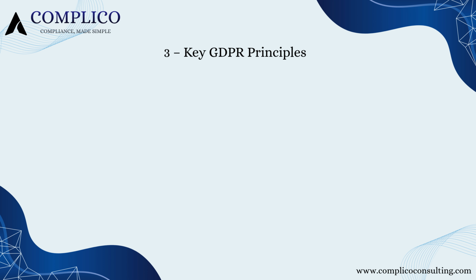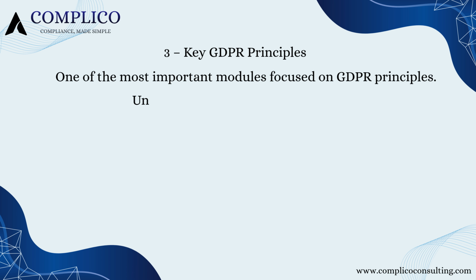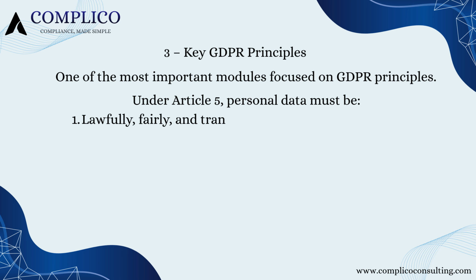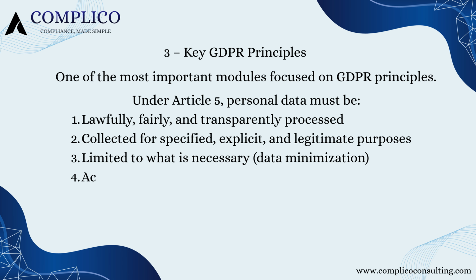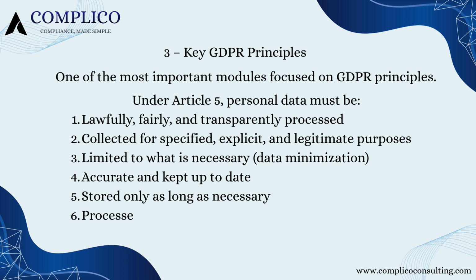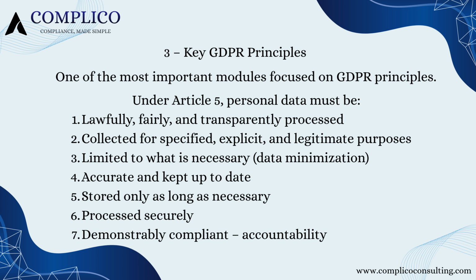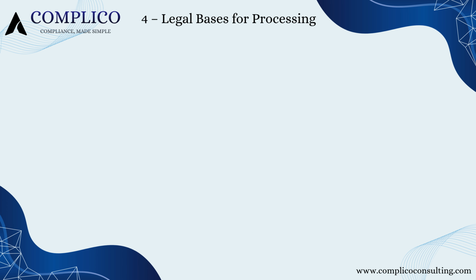Key GDPR principles. One of the most important modules focused on GDPR principles. Under Article 5, personal data must be lawfully, fairly, and transparently processed, collected for specified, explicit, and legitimate purposes, limited to what is necessary (data minimization), accurate and kept up to date, stored only as long as necessary, processed securely, and demonstrably compliant (accountability).